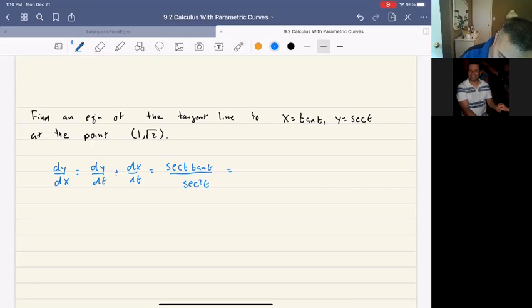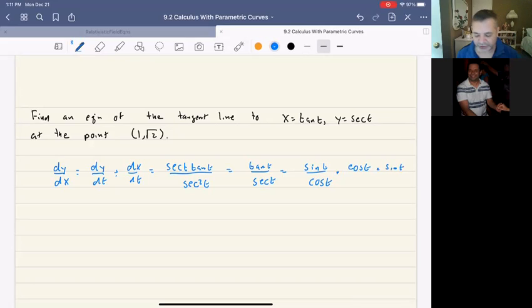So that's going to equal tangent of t over secant of t, sine of t over cosine of t times cosine of t. So that's going to equal sine of t. Interesting. Okay. So now we want to find the equation of the tangent line at this point 1 comma square root of 2. So we need to find when is tangent 1 and secant square root of 2. Well, that's actually going to be at pi over 4, right?